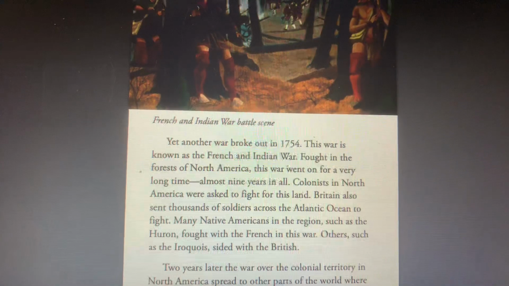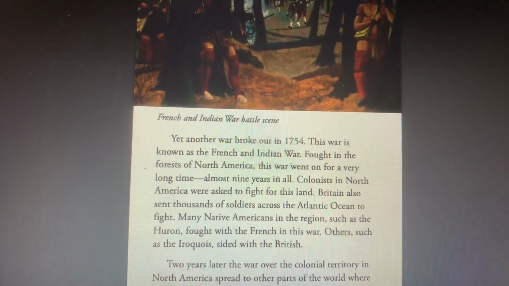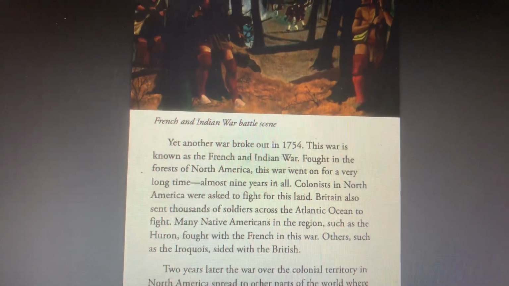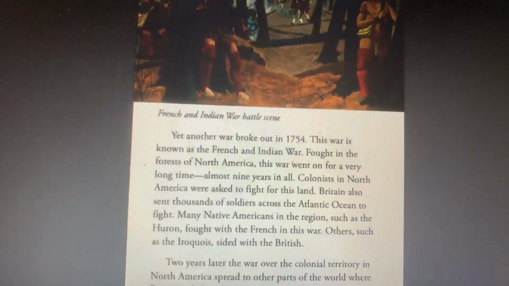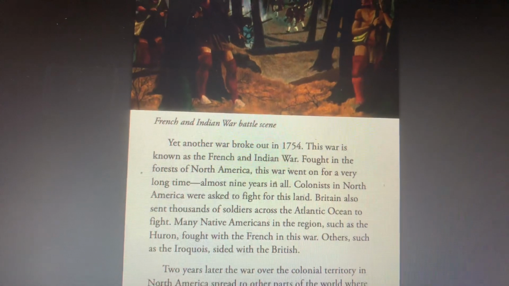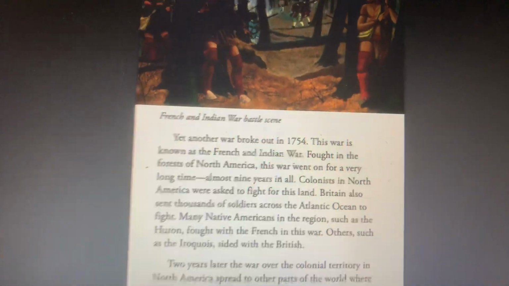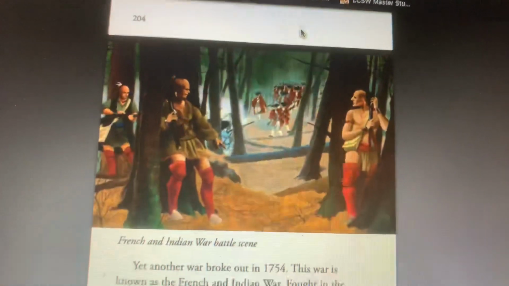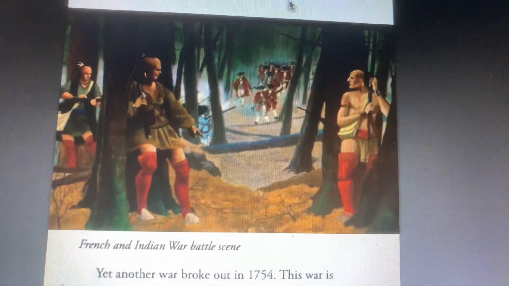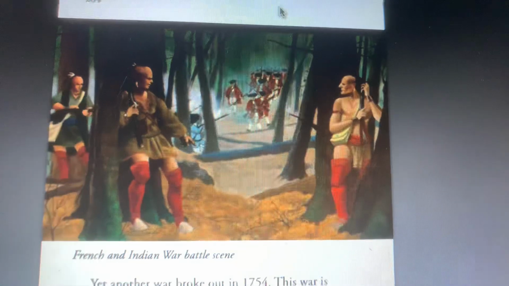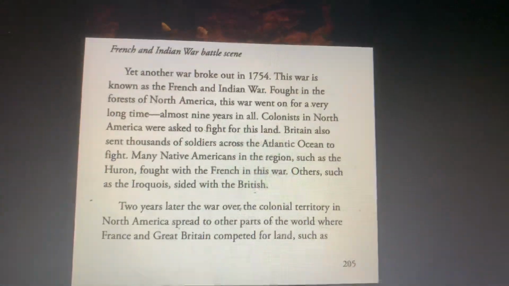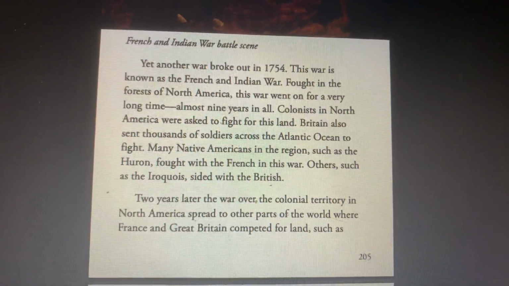Britain also sent thousands of soldiers across the Atlantic Ocean to fight. Many Native Americans in the region, such as the Huron, fought with the French in this war. Others, such as the Iroquois, sided with the British. This is the French and Indian War battle scene. 2 years later, the war was over.